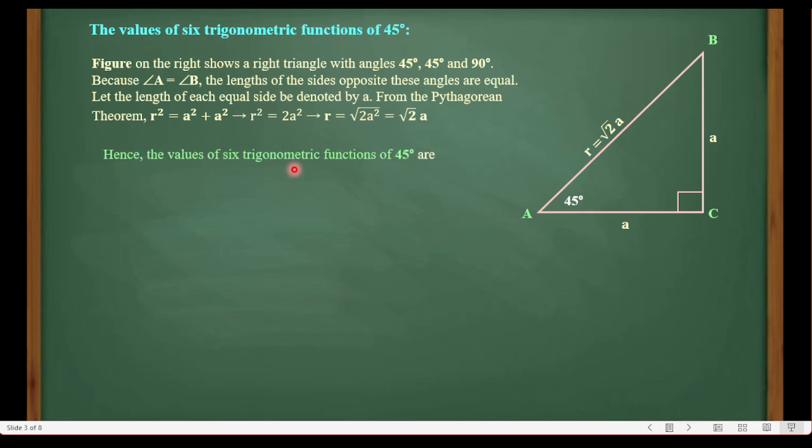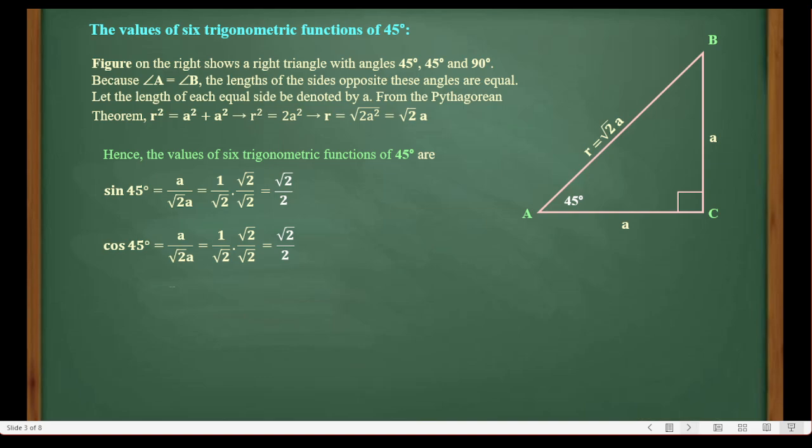Therefore, the values of 6 trigonometric functions of 45 degrees are as follows. For sine 45 degrees, of course, there is a case wherein you obtain a fraction whose denominator has a radical sign. So you must rationalize the denominator. And the value for sine 45 degrees is actually square root of 2 over 2. Now for cosine 45 degrees, basically it is the same as sine of 45 degrees. So you rationalize the denominator, so that is square root of 2 over 2.